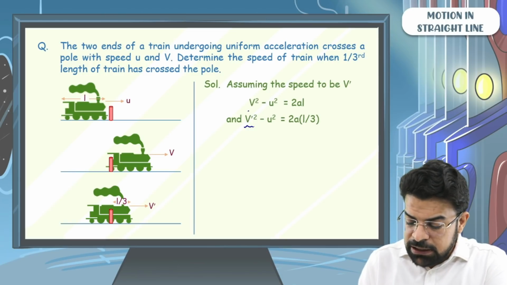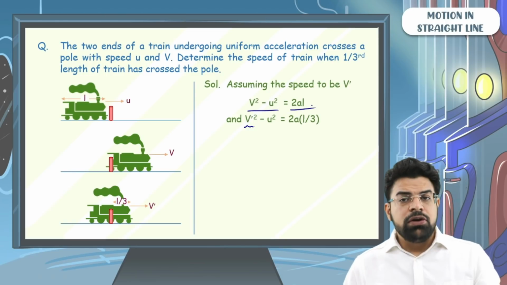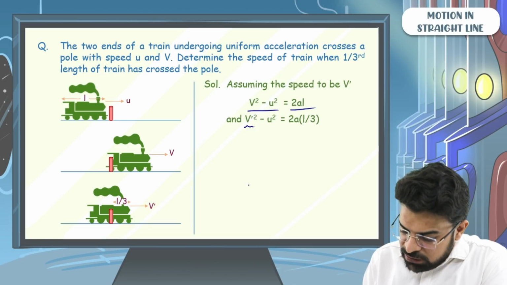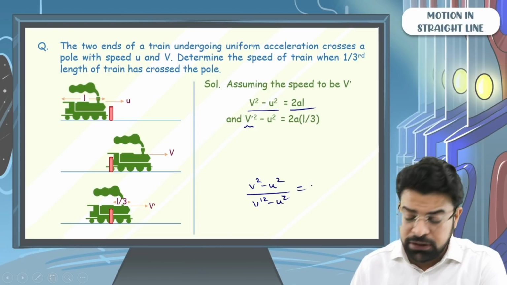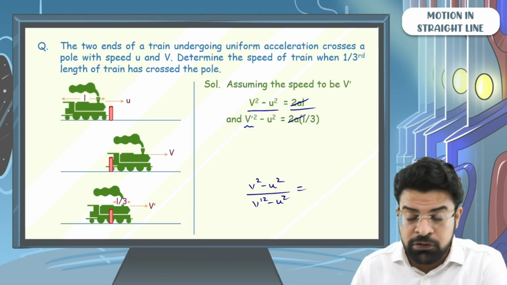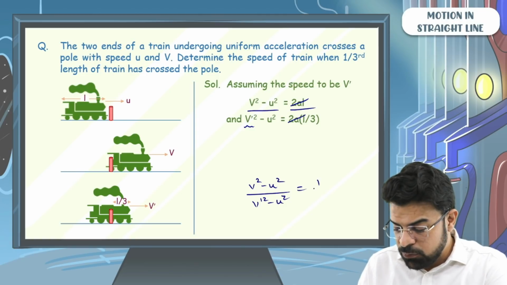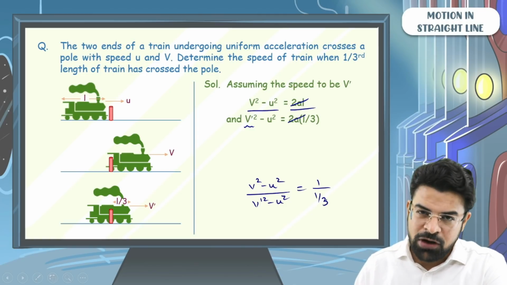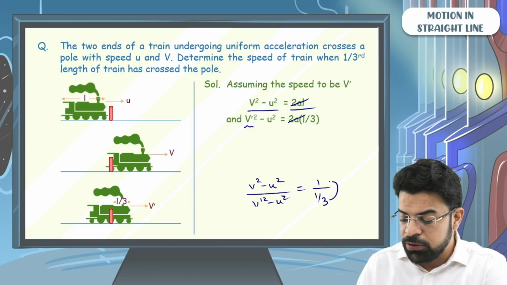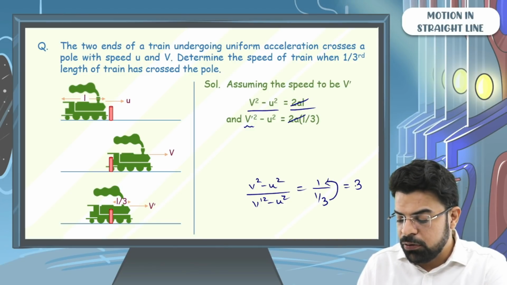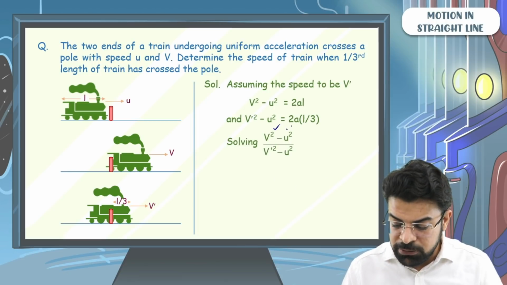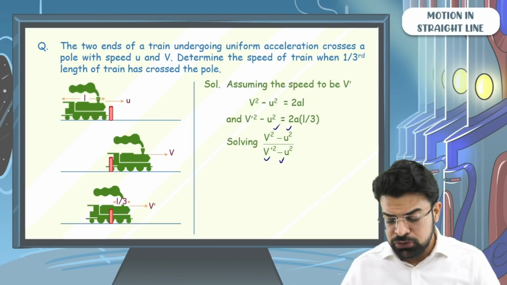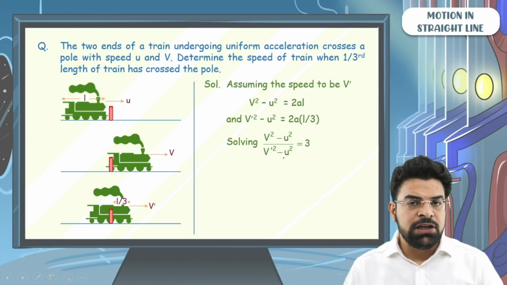So, divide the equations both sides. When you divide the equations both sides, on the left hand side you will get V square minus U square upon V dash square minus U square. And on the right hand side, you can see that this 2AL will get cancelled. So on the right hand side you will get 1 upon 1 by 3. And 1 upon 1 by 3, the 3 moves from denominator to the numerator and you get 3. So on solving you get that V square minus U square upon V dash square minus U square equals 3. Once this is done, game over.